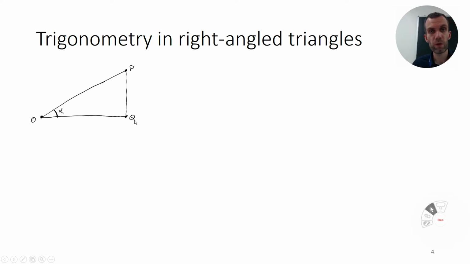Then a little bit of terminology first. So we're interested in alpha. If we look at the triangle from the perspective of alpha, we're going to call the length PQ the opposite side. The length OQ, that's the adjacent side. And OP, the remaining one, that's the hypotenuse.